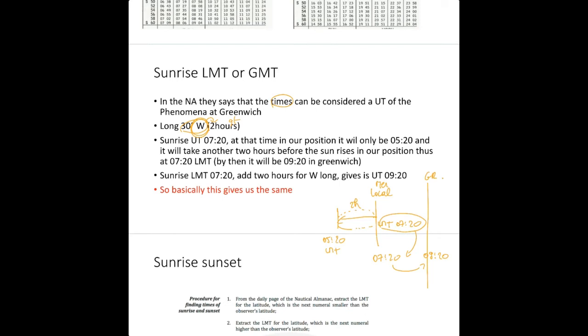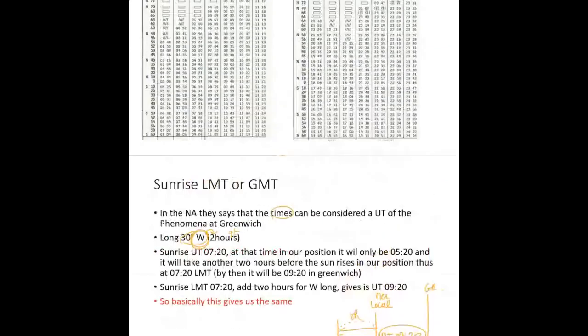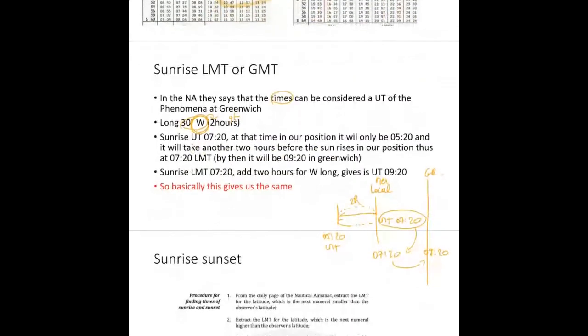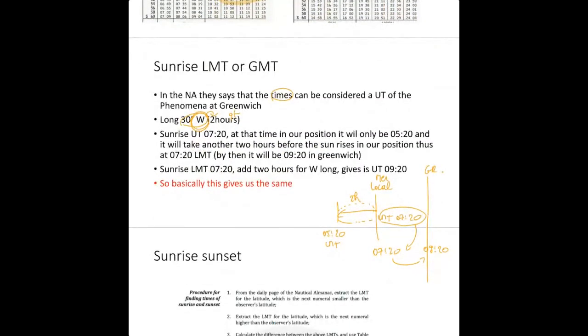Okay, is that clear? So basically, everybody in our college assumes that the times mentioned in the Nautical Almanac for sunset and sunrise are in LMT. But in the Nautical Almanac, they say it's considered to be the universal time of the phenomenon happening at Greenwich. But I've explained to you now that this is basically the same thing.